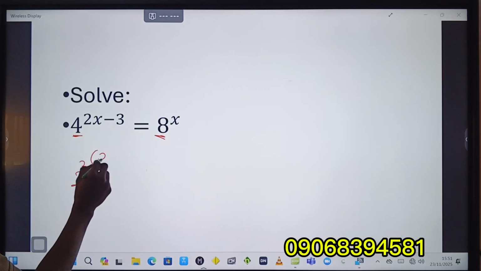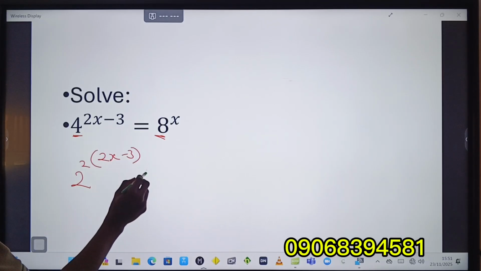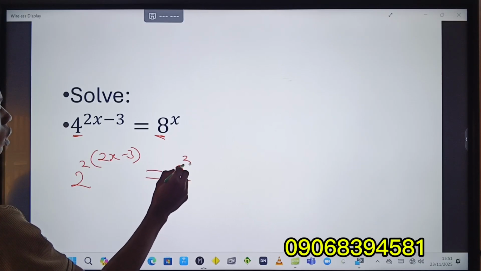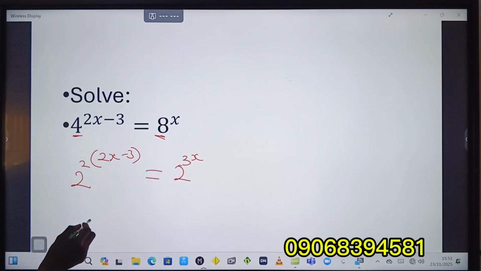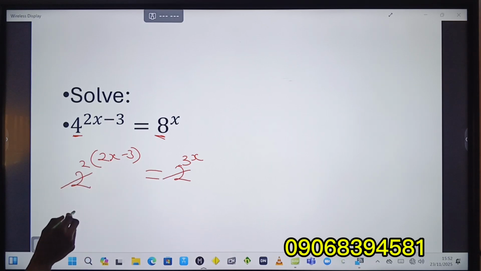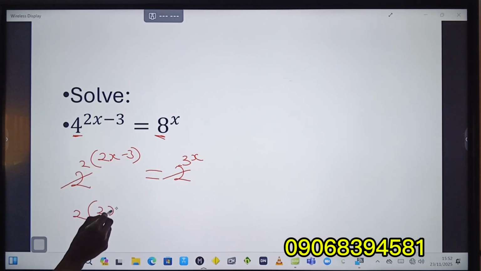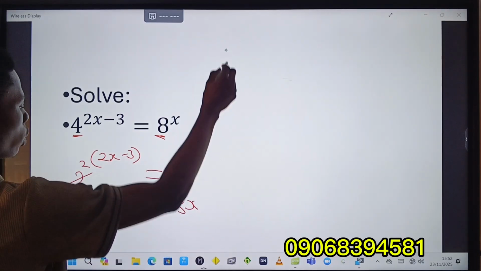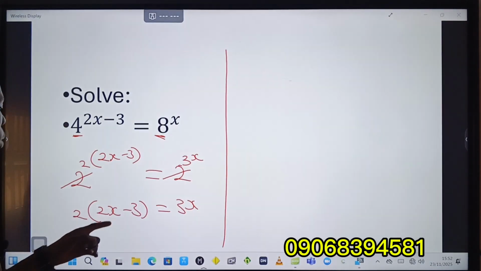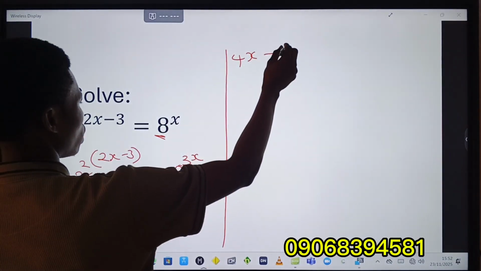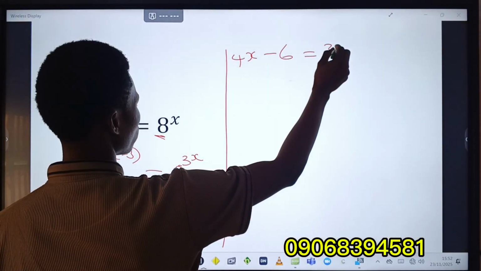But we have something here, 2x minus 3 equal to 8, which is the same thing as 2 raised to power 3. We have x there. Now, this base can cancel this base. So I'm having 2 into 2x minus 3 equal to 3x. Now, at this point, I open the brackets here. 2 times 2x will give me what? 4x minus 2 times 3, 6, equals to 3x.